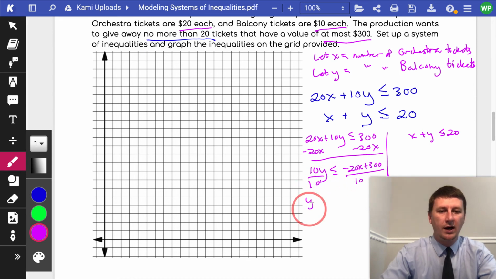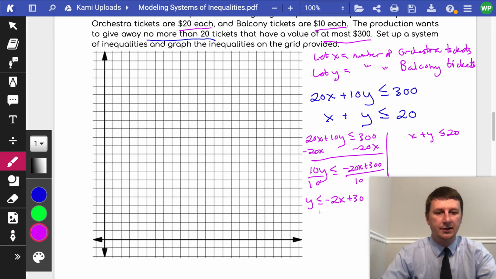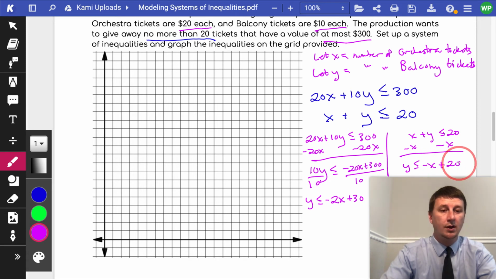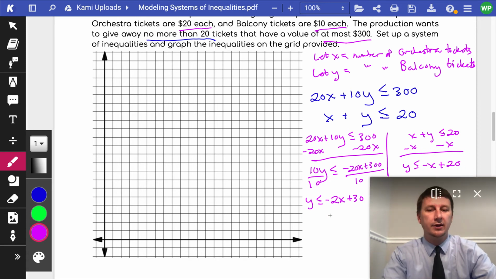And we're going to have y is less than or equal to negative 20 divided by 10 is negative 2x. 300 divided by 10 is 30. So we have negative 2x plus 30 over here. And then for this one, we're just going to subtract x on both sides, and we'll have y is less than or equal to negative x plus 20. There we go. So we have two inequalities there.